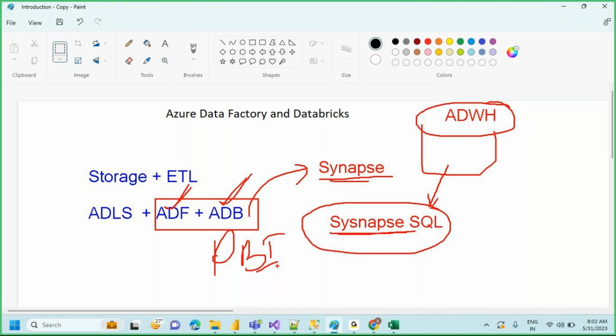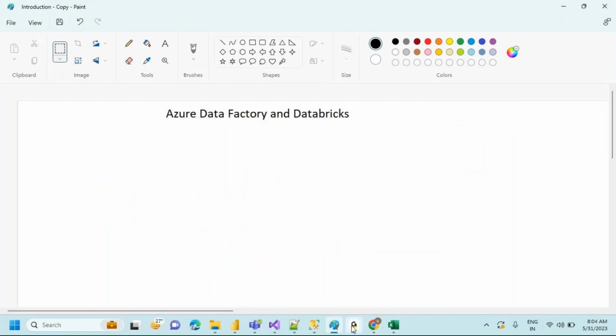Okay, got my point, right? So to know Synapse SQL, again, you need to be aware of SQL. Any other questions? Anyone?